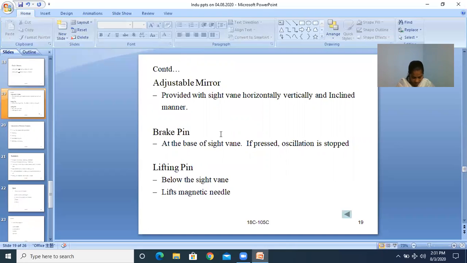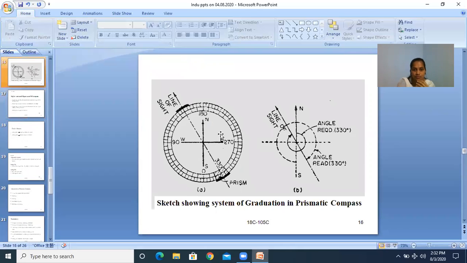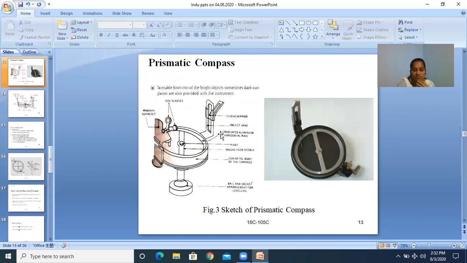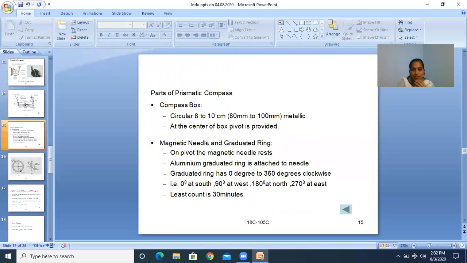Then the next one is the brake pin. At the base of the sighting vane, if pressed, oscillation is stopped. So the brake pin is provided at the base of the object vane. I will show. So this is the base of the object vane, and here a pin is provided. In order to stop the oscillations, we need to press that brake pin. So that is the purpose of the brake pin.